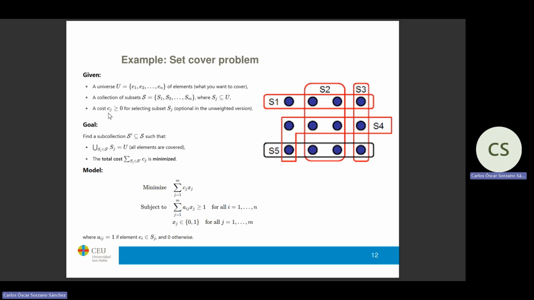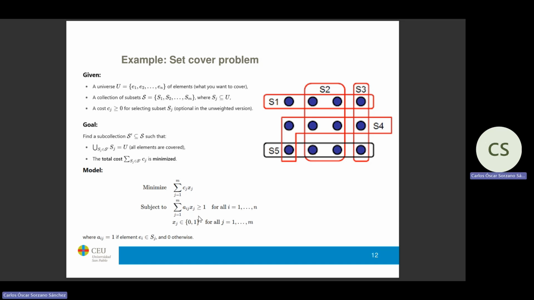And then what we want is to find a sub-collection of subsets. So which are the subsets that we choose, such that we cover the whole set. So this is the first condition: the union of all the sets that we choose is the whole set. And the total cost is minimized, because taking each one of these subsets has a cost. So we try to minimize the cost of our choices. The choices will take again value 0 or 1, depending on whether we take that subset or not.